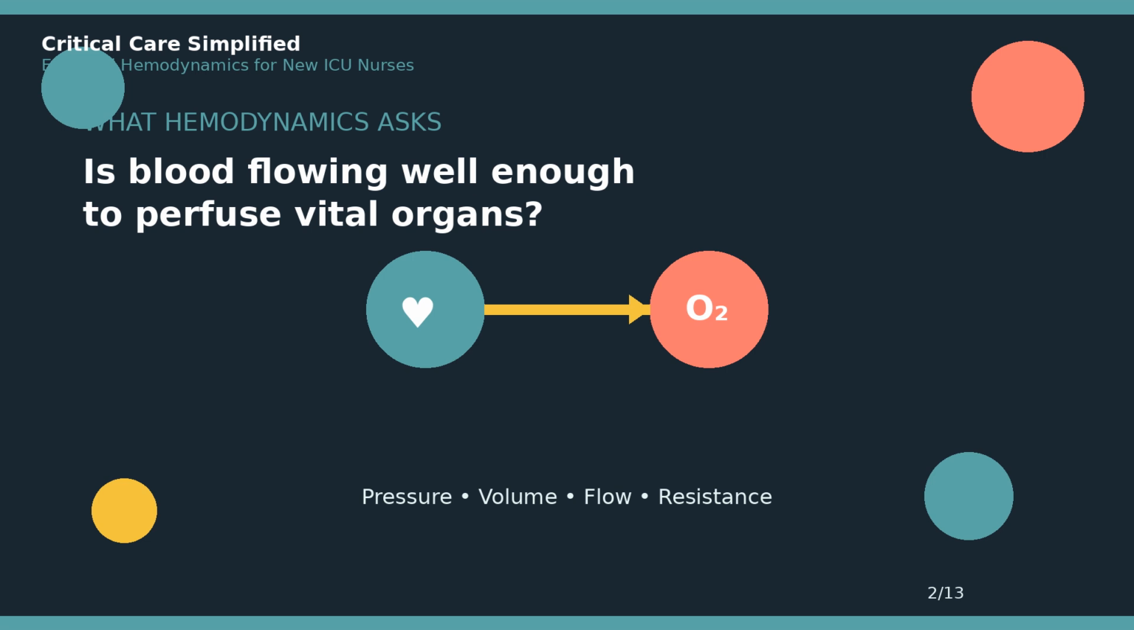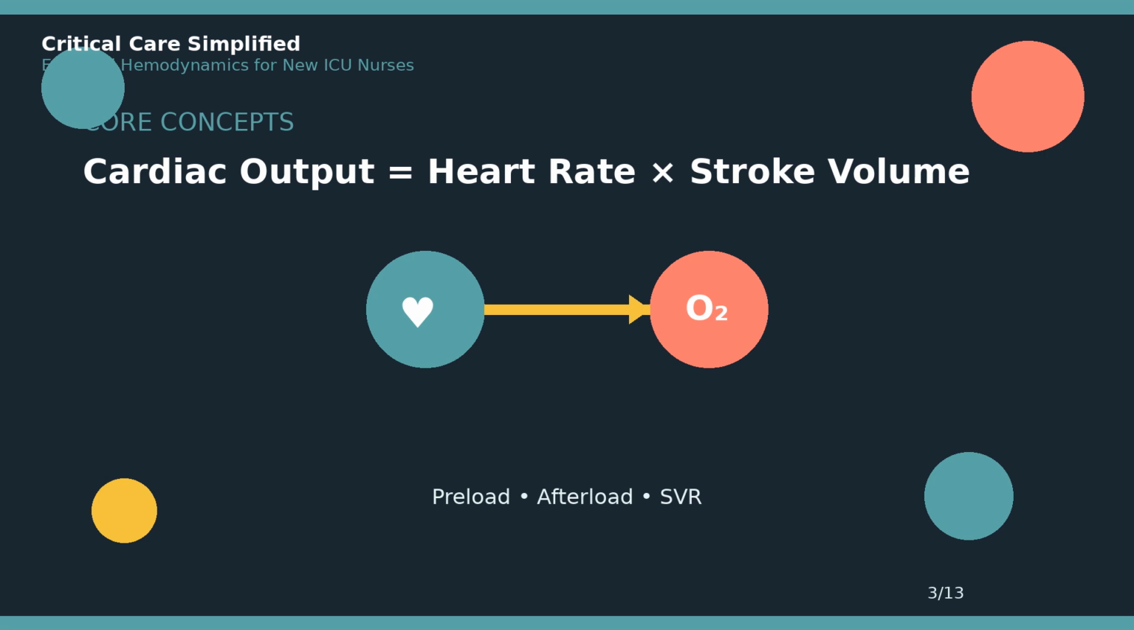Let's define several key terms you will hear frequently in the ICU. Cardiac output is the amount of blood the heart pumps in 1 minute. It reflects how well the heart is delivering blood to the body. Cardiac output depends on heart rate and stroke volume. Stroke volume is the amount of blood ejected from the ventricle with each beat. If stroke volume falls, cardiac output may fall unless the heart rate increases enough to compensate.